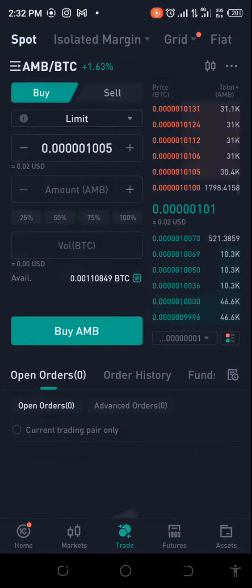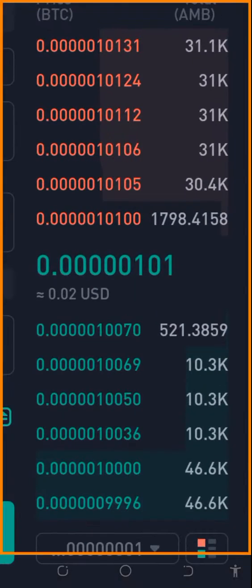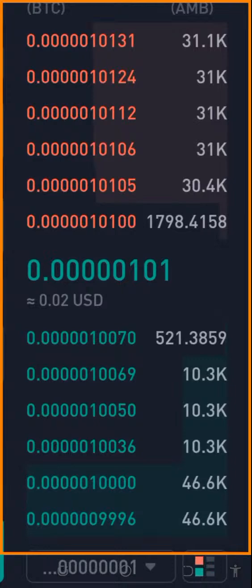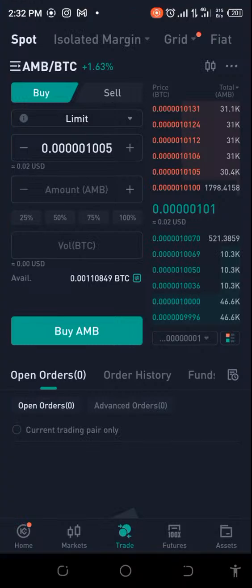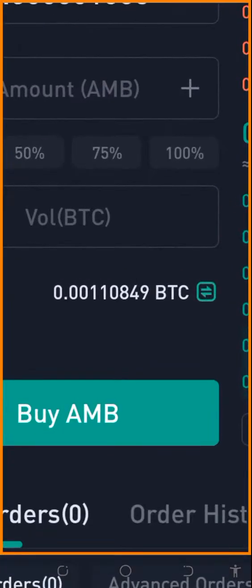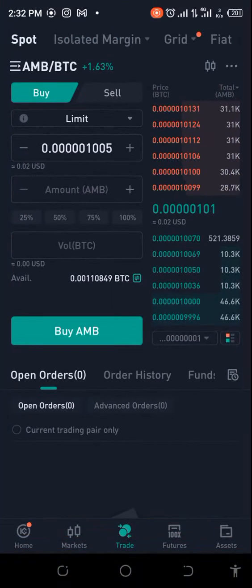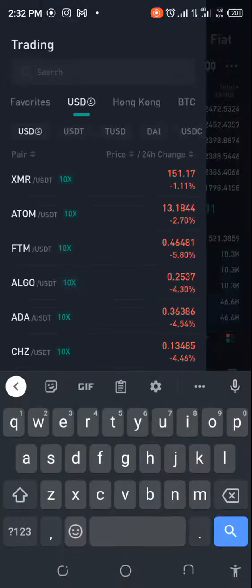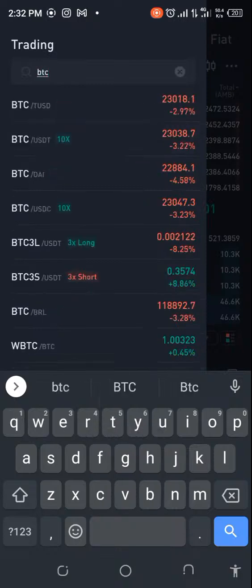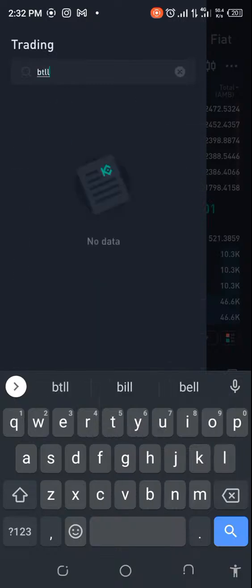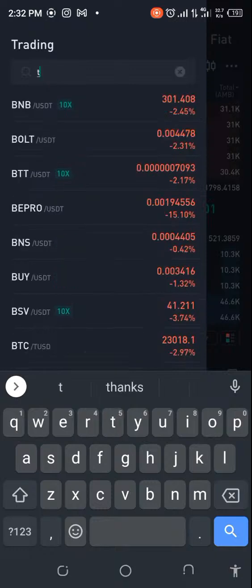Okay, I'm back and it has executed. You can even see that it rose up to 0.0000101. That is phenomenal. Okay, so what do we have here? We have no AMB, but we have our BTC. So what we're going to do now is change this to TRX, and then we'll send it over to Binance. So let's change this to TRX.